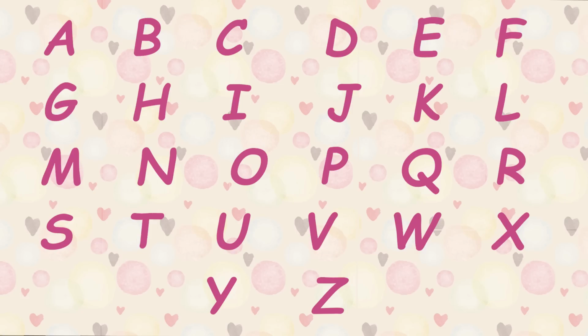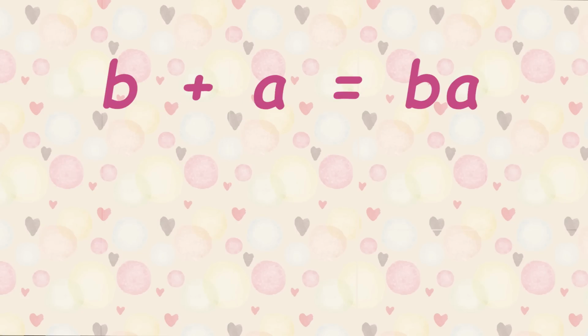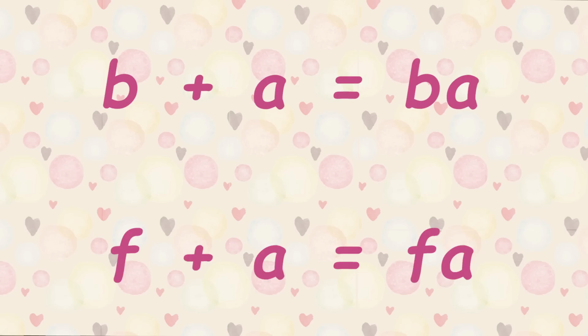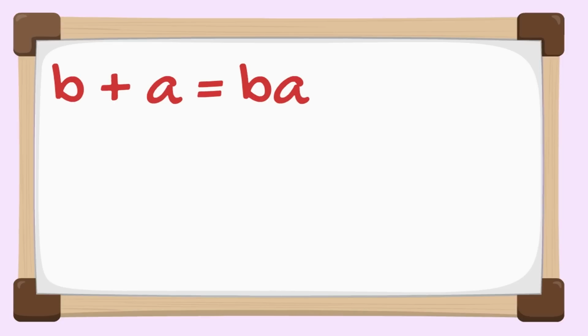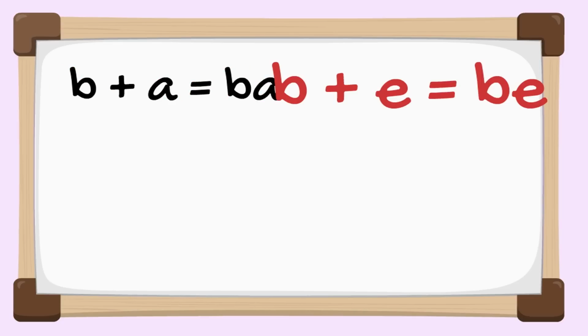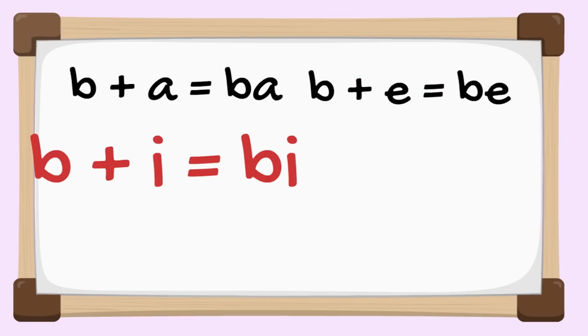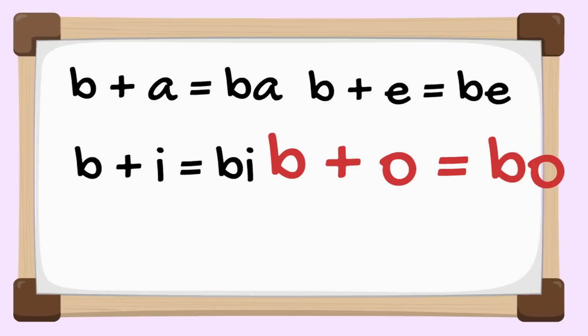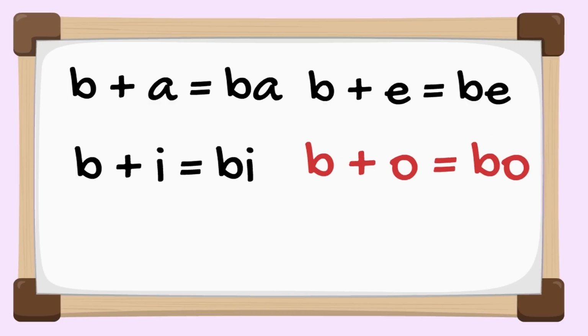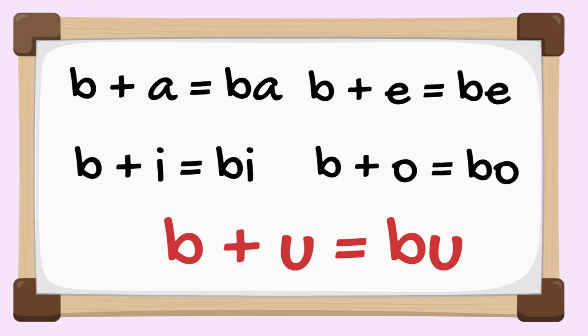Good job! Now let's try to put a consonant and a vowel sound together like this. B and A makes ba. F and A makes fa. Let's see. B, A makes ba. B, E makes be. B, O makes bo.